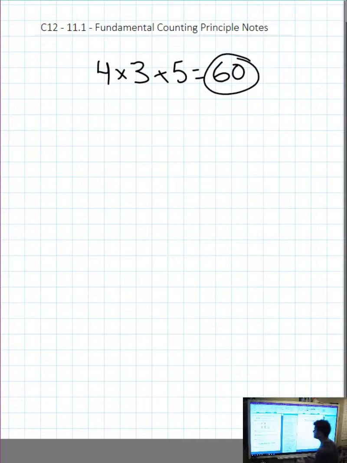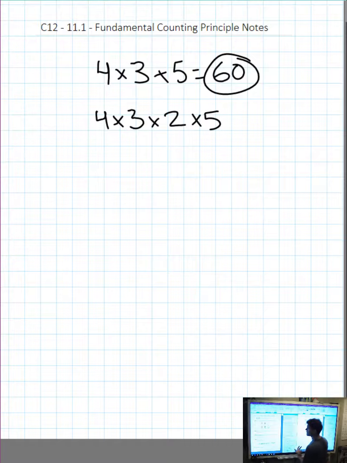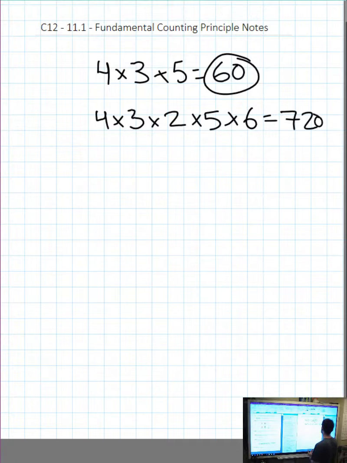Next example. A fashion designer has 4 pairs of shoes, 4 times 3 pairs of pants times 2 shirts times 5 necklaces and 6 hats. And that's in the notes, but that's 720 different outfits. Different outfits that person can wear.